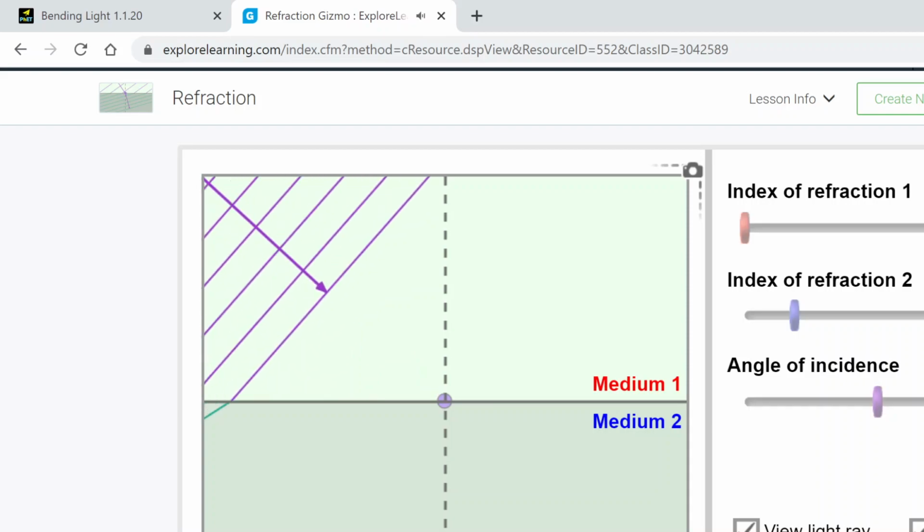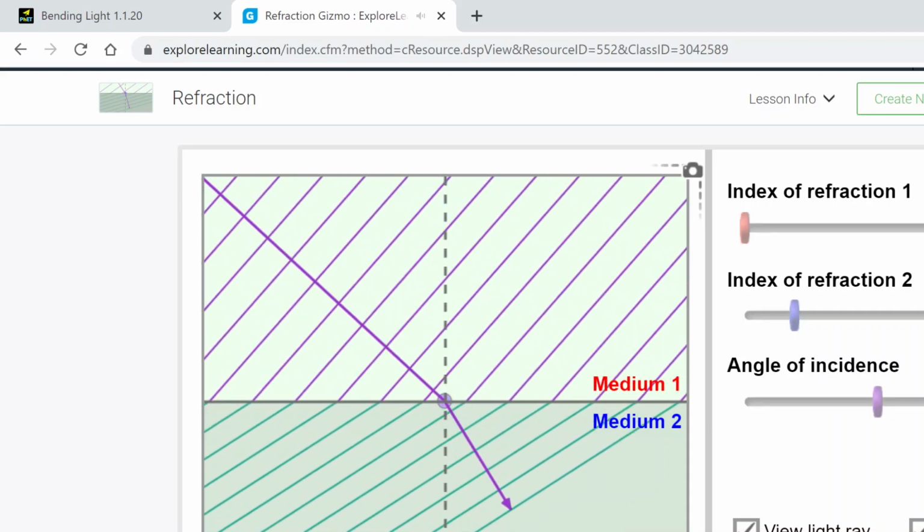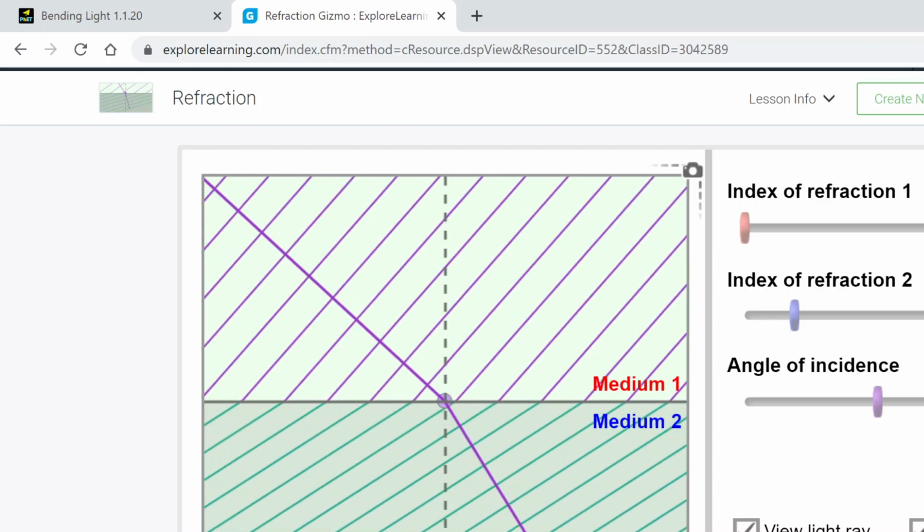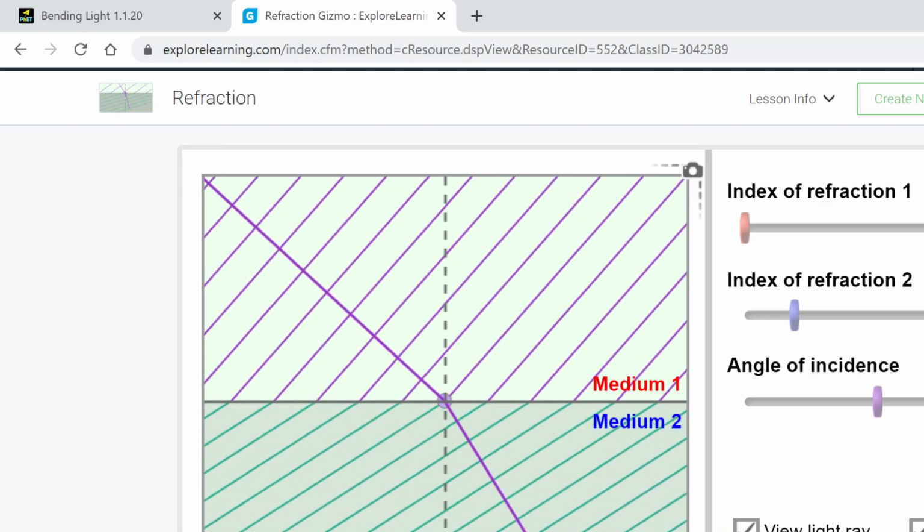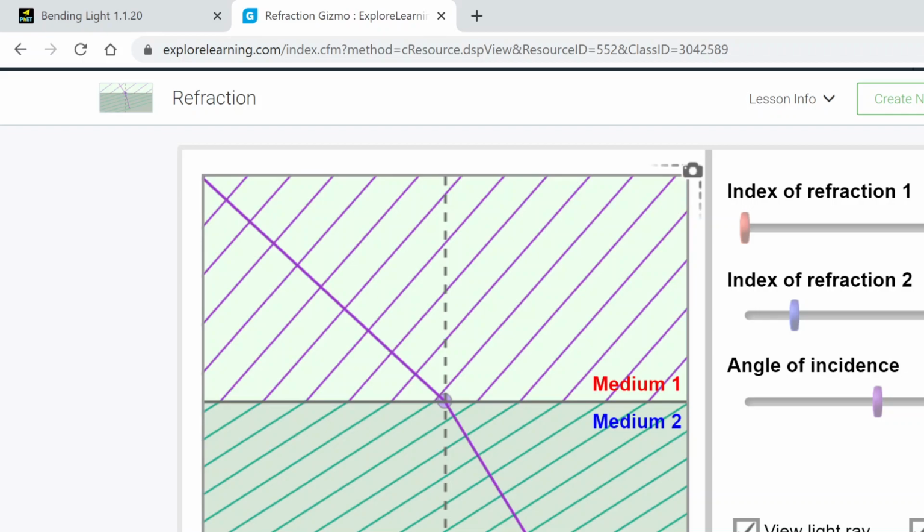Here, let me try this. Okay, so it's going to show us the wave changing direction. This phenomenon is refraction, by the way. And refraction is when light bends when it, say, enters a new medium. In this case, it's starting up here in the air, let's say, and entering something like glass down here at the bottom. And notice how the light rays change direction.